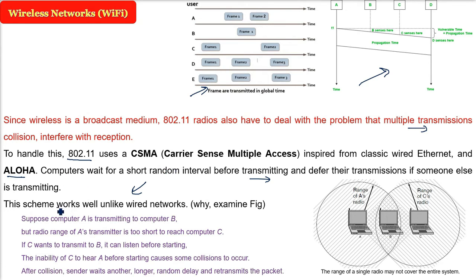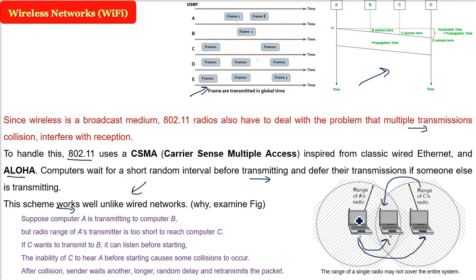I'll give you a scenario here. How does it work? See. Suppose this computer A is transmitting to computer B, but the range of A and C is not there. That is, the radio range of A transmitter is too short to reach computer C. Now, if C wants to transmit to B, it can listen if someone else is transmitting, but as you see in the picture, A and C cannot talk. They don't know about each other.